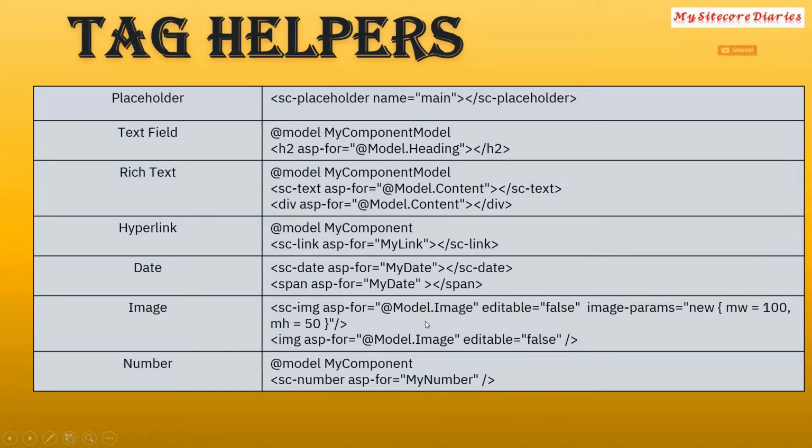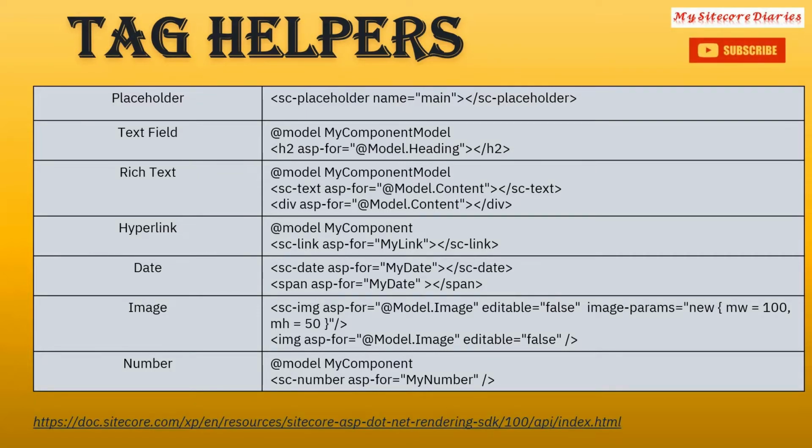Then for image, you have this image tag sc-image. If you make it editable, it will be editable. Then you have a number. So these are some of the tag helpers. The Sitecore Rendering SDK provides these tag helpers so that you can render content, placeholder, and the metadata. Tag helpers are available in the Sitecore ASP.NET Rendering Engine library. I will be providing you the link where you can have more details about the tag helpers.